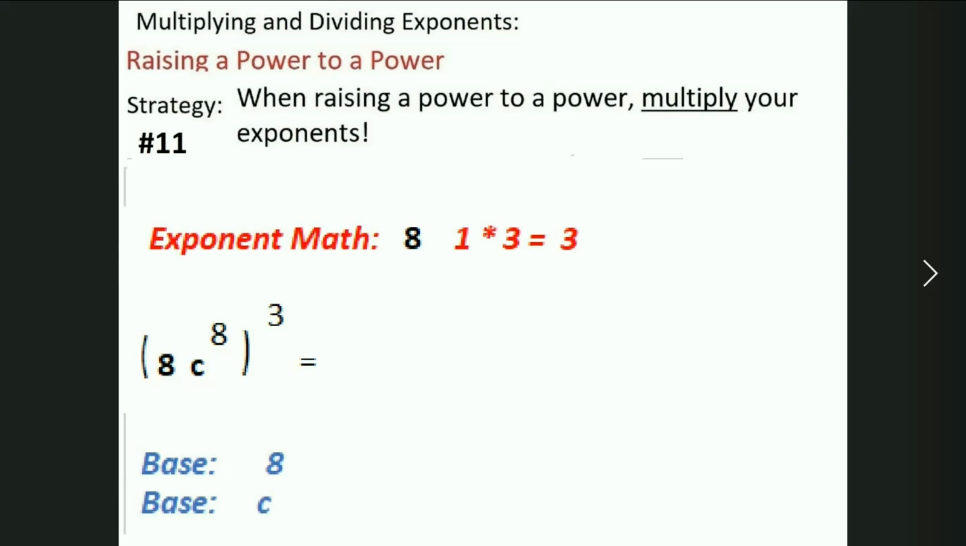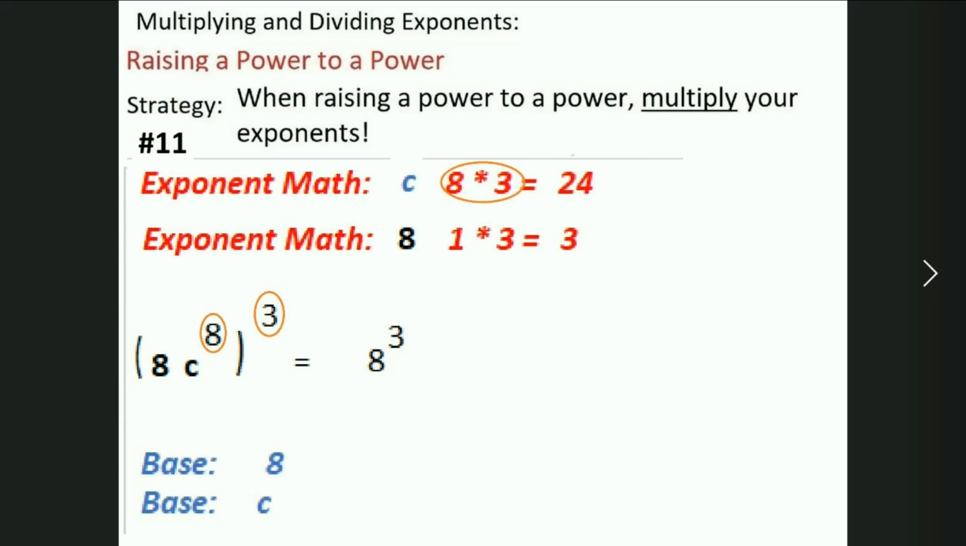Now let's look at c. c has an exponent of 8, so we're going c to the 8th power times 3. So we're raising c to the 8 to the 3rd power. So 8 times 3 is 24. So we have 8 to the 3rd power times c to the 24th power. Now we can simplify this a little bit. 8 to the 3rd power will actually give us a number. So 512c to the 24th power. That's going to be your best answer for this one. Whenever you have a number and you're raising it to a power in an answer, go ahead and simplify it. So that's 512c to the 24th.